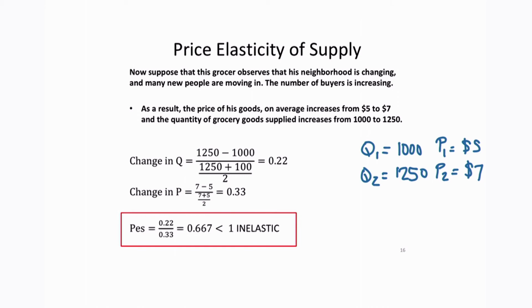The change in the price is going to be 7 minus 5 divided by 7 plus 5 divided by 2, which gives us a change in the price of 0.33. So for the price elasticity of supply, we take the change in quantity over the change in the price, and that gives us a price elasticity of supply of 0.667.